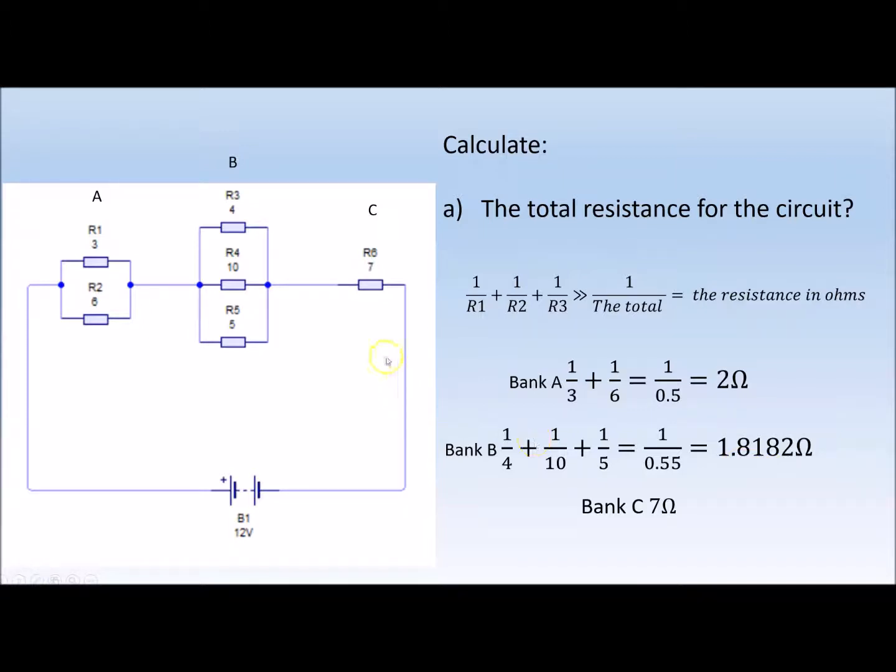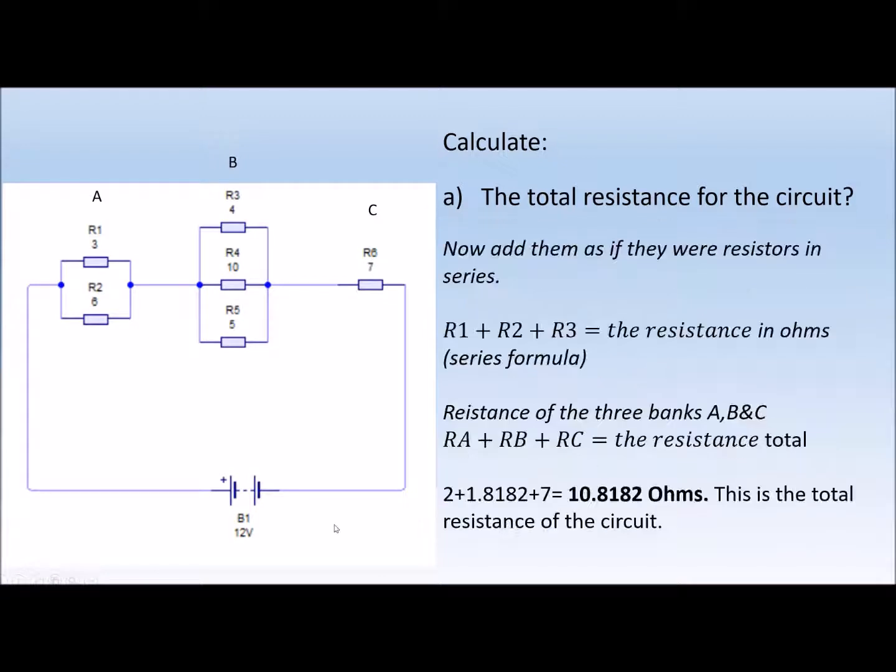Bank C hasn't got anything in parallel, so bank C is just a 7 ohm resistance. Now that we've established the resistance values for each bank of resistors, we can use the series formula, which is R1 plus R2 plus R3 and so on, to give the resistance of that circuit. Adding ours together, 2 ohms plus 1.8182 plus 7 gives us a resistance of 10.8182 ohms, and that is the total resistance for this circuit.